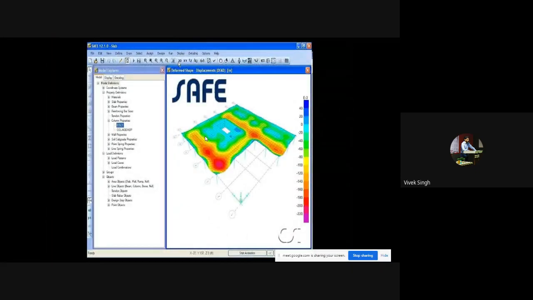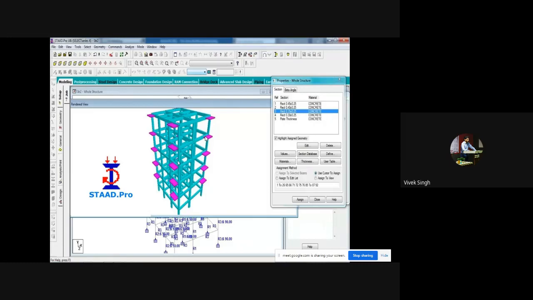SAFE is for foundation design. It's from the same developer, CSI America. Then comes STAAD Pro. STAAD Pro is from Bentley, and it is used for anything. You want to design a beam, column, frames, buildings, anything you want, you can use STAAD Pro. I think most of you are aware of STAAD Pro.